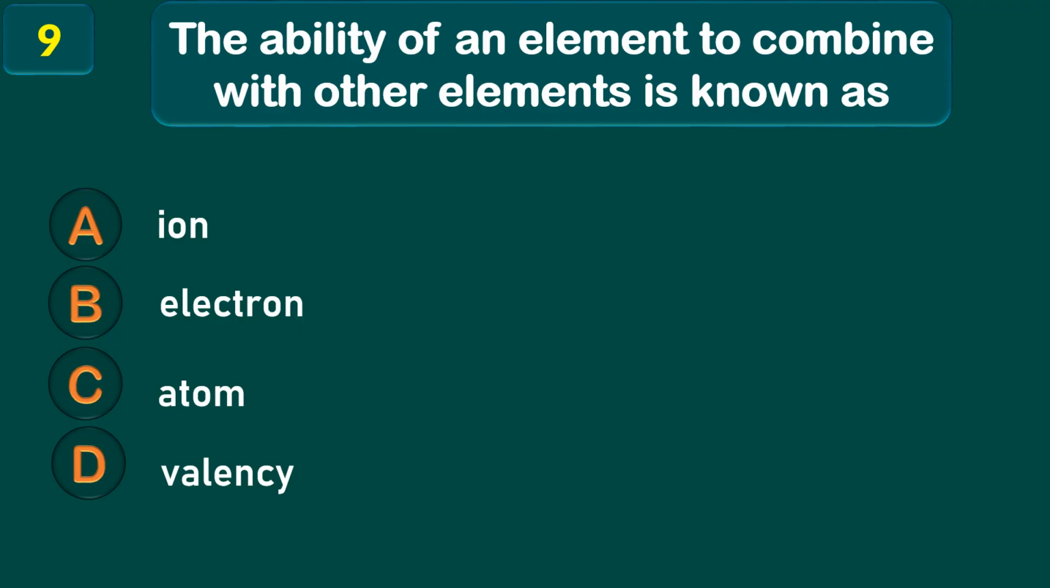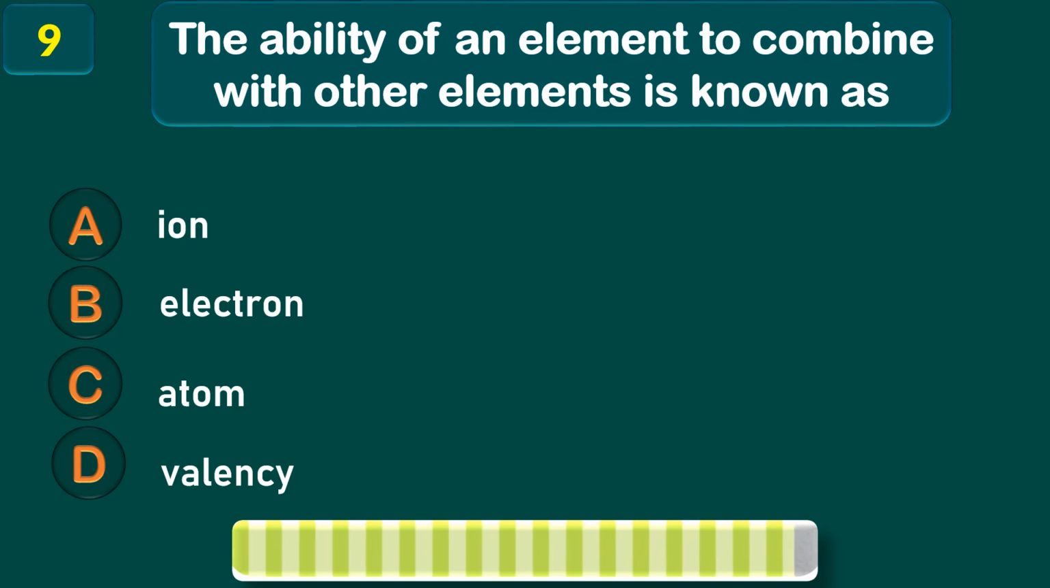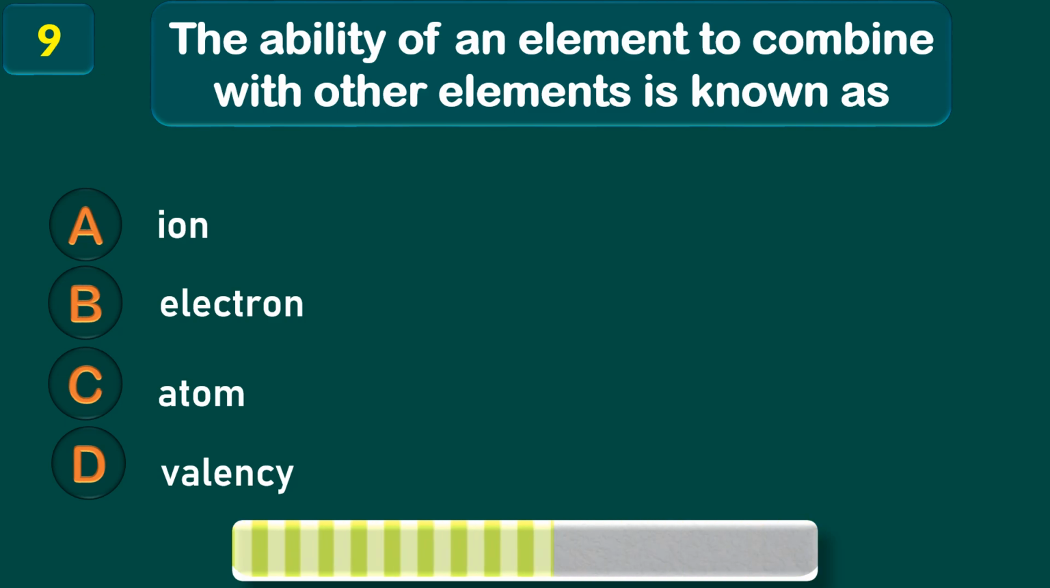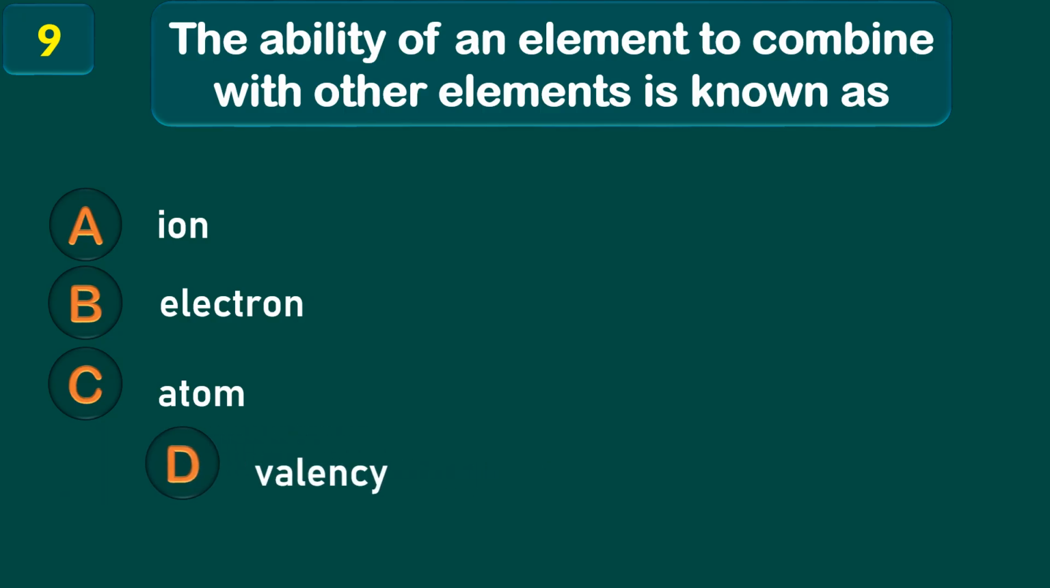The ability of an element to combine with other elements is known as A. Ion, B. Electron, C. Atom, D. Valency. Answer: D. Valency.